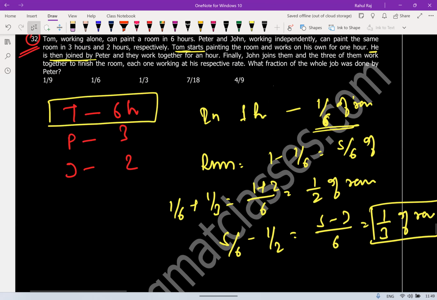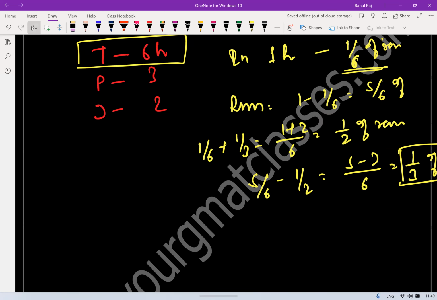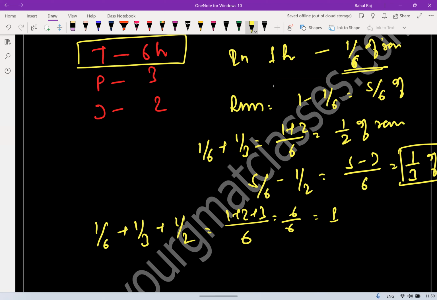Now the question says that finally John joins them and the 3 of them work together to finish the room. So when John joins, in 1 hour how much of the room can they finish? That is 1 by 6 plus 1 by 3 plus 1 by 2. That is 1 plus 2 plus 3 over 6, which is 6 by 6. If Tom, Peter, and John join, in 1 hour they can finish the entire room.